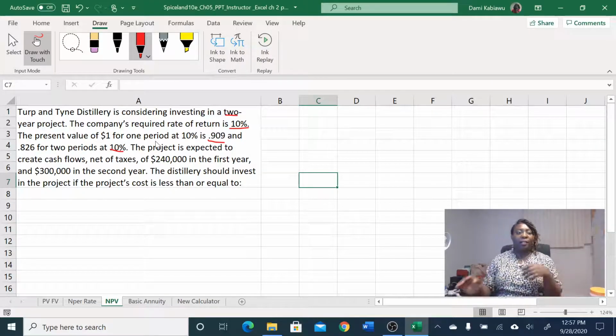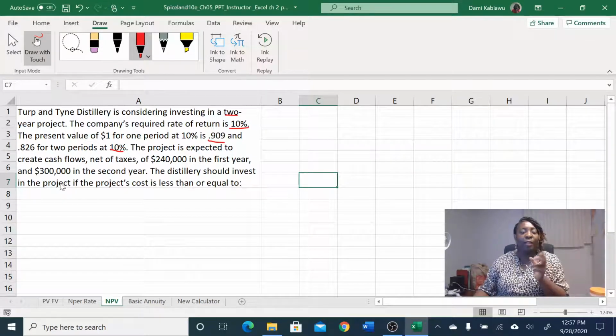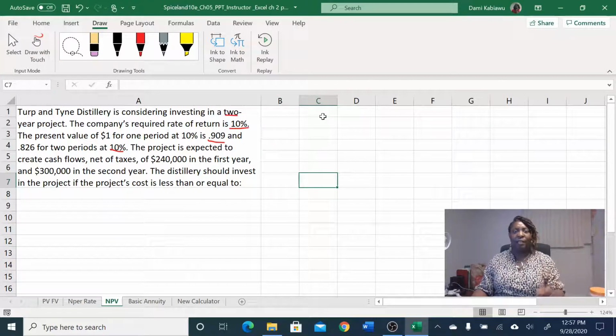Now, the project is expected to create cash flows of $240,000 and $300,000 in the first and second years. So we should invest in the project if the present value of the project exceeds the investment amount today. Now, let me put all the information I have up here down in Excel to make it easier to see.